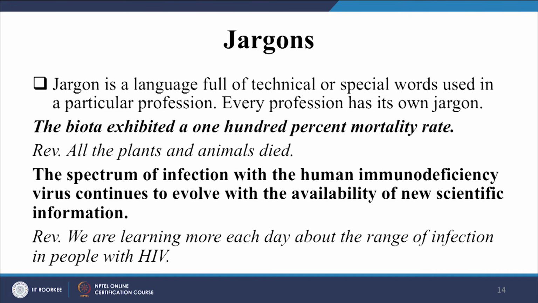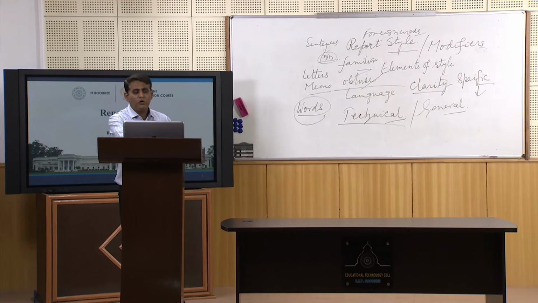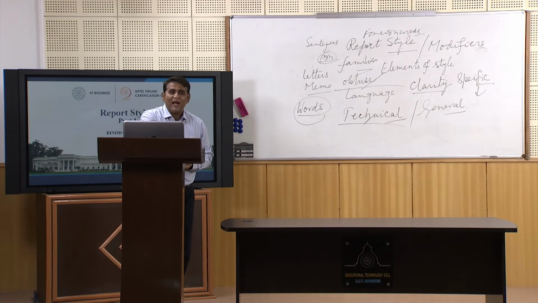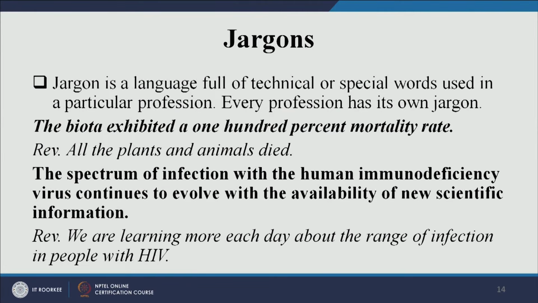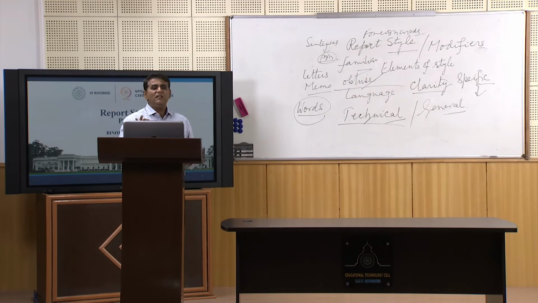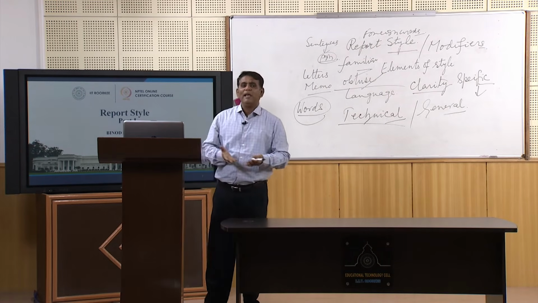Let us look at the second example that I have provided that can be changed. Say somebody writes, the spectrum of infection with the human immunodeficiency virus continues to evolve with the availability of new scientific information. Will anyone understand what is this human immunodeficiency? But if instead you use a word which is technical but yet familiar, if somebody says HIV, everyone will understand. Sometimes even abbreviations are more helpful than their explanations.